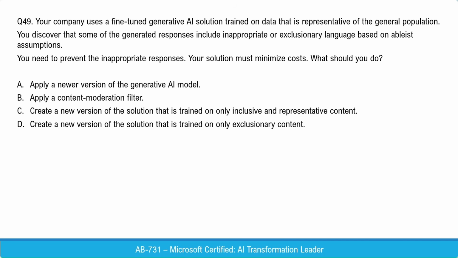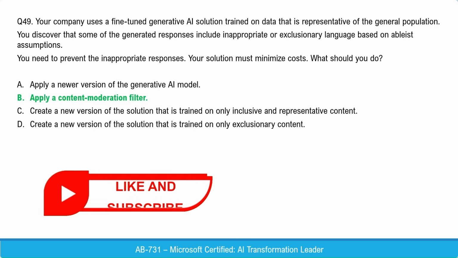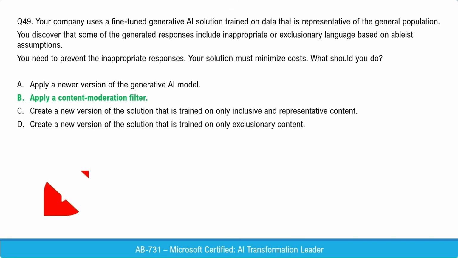Next question. Your company uses a fine-tuned generative AI solution trained on data that is representative of the general population. You discover that some of the generated responses include inappropriate or exclusionary language based on ableist assumptions. You need to prevent the inappropriate responses. Your solution must minimize costs. What should you do? You have been given four options on your screen. Please go through them by pausing the video over here. And the correct answer is option B, apply a content moderation filter. Let's understand why.